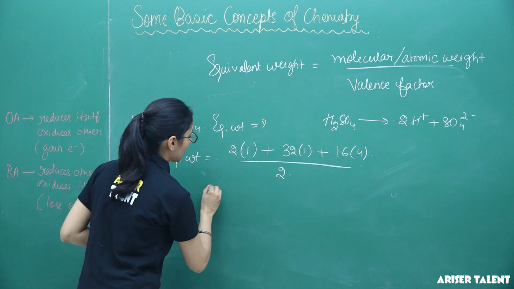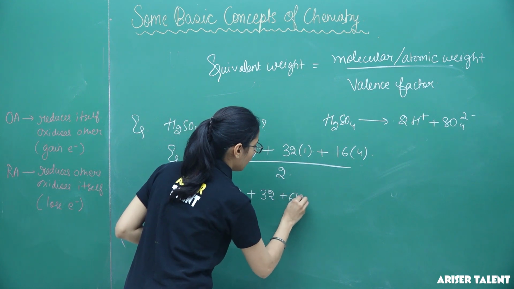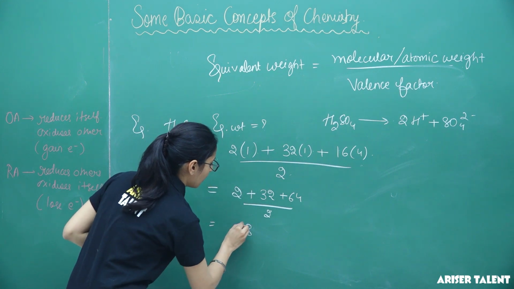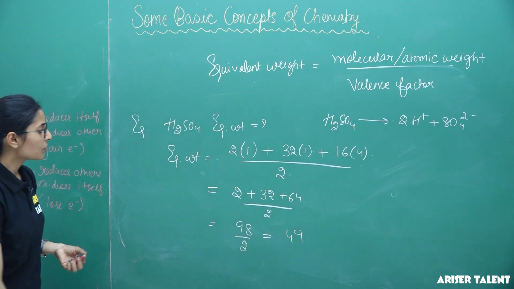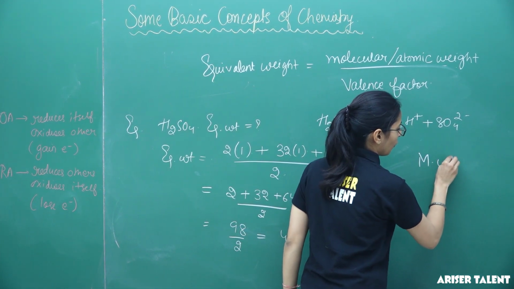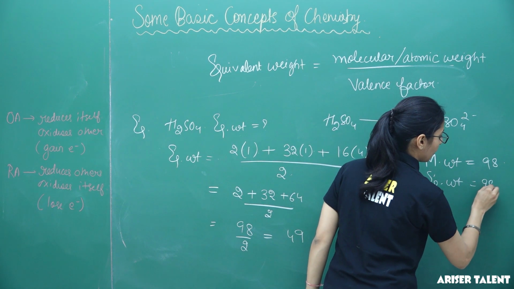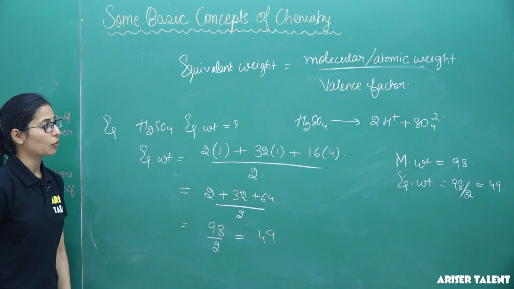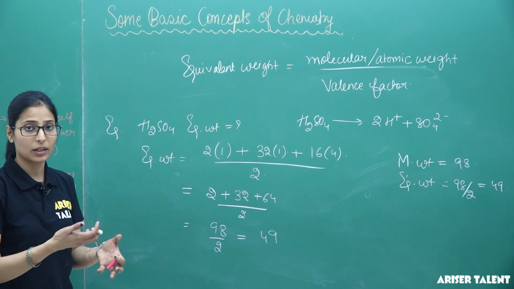Now, what you have to do is simply calculate this. This will be 2 plus 32 plus 64, divided by 2. So this will be 98 by 2, and this will be equal to 49. As we know, the molecular weight for H2SO4 is 98, but the equivalent weight for H2SO4 will be 98 by 2, which is equal to 49. This is how you are going to calculate the equivalent weight for any kind of substance, depending on the behavior of the thing you are dealing with.